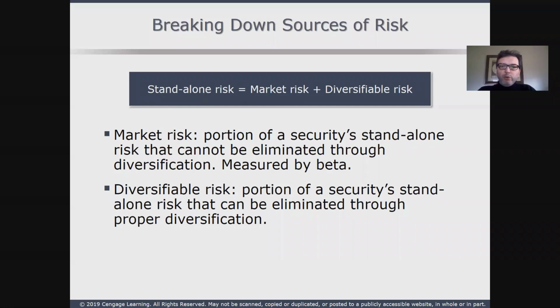In this video, I'm going to talk about market risk, beta, and security market line. There are two types of risks inherent in investments. The first one is diversifiable risk, which we already covered. It can be eliminated through proper diversification. And the second one is called market risk. It is the risks associated with the market itself.